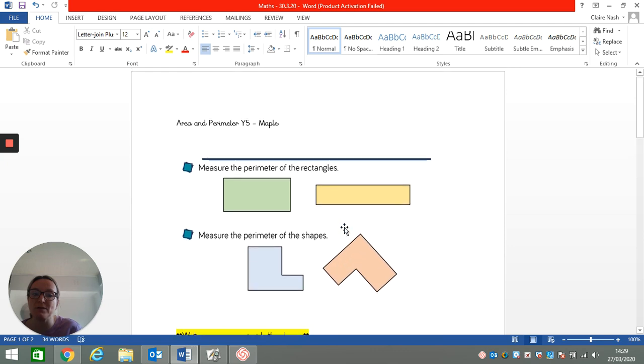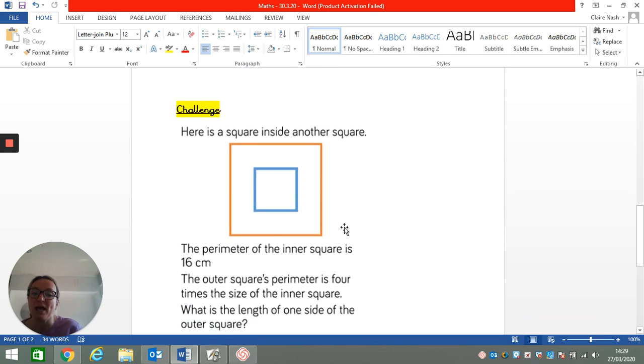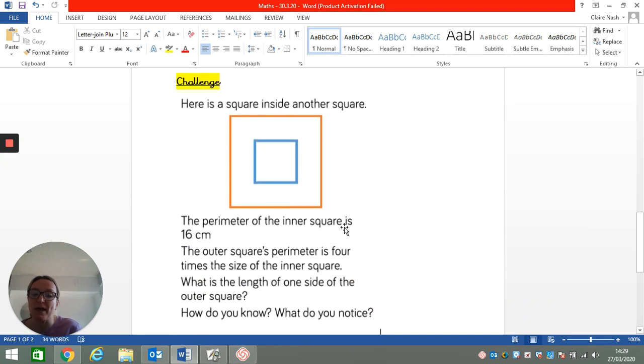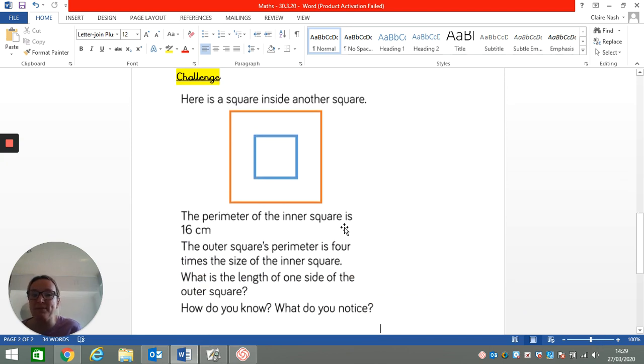Okay, once you've completed those tasks, there's then a challenge. There's one challenge for you. Okay, so everyone to have a go at that. Okay, just do loads of workings out if you're not sure, and just have a go.